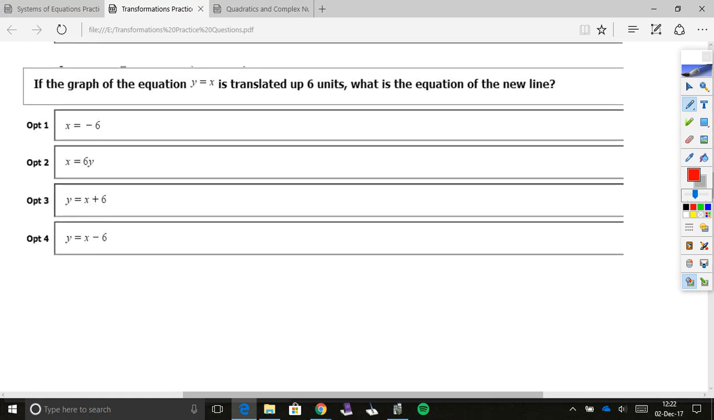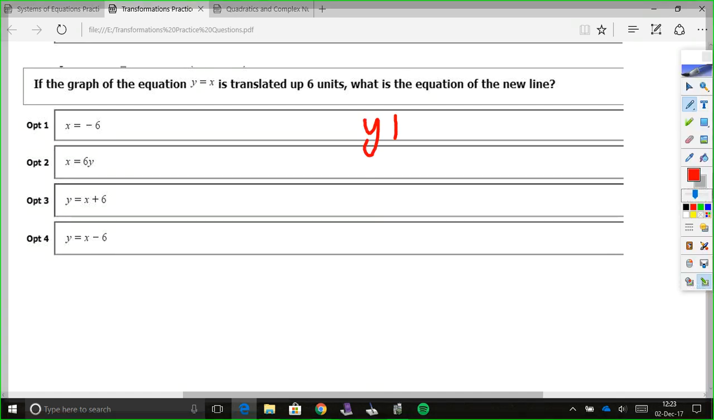The graph of the equation y equals x is translated up 6 units. What is the equation of the new line? All right, so this one's kind of like the same as the previous 3 or 4 questions, but it's kind of worked itself backwards in a way. All right, so we have y equals x.